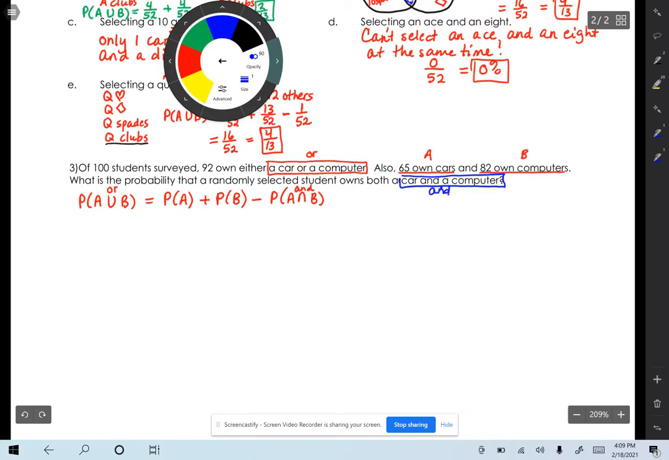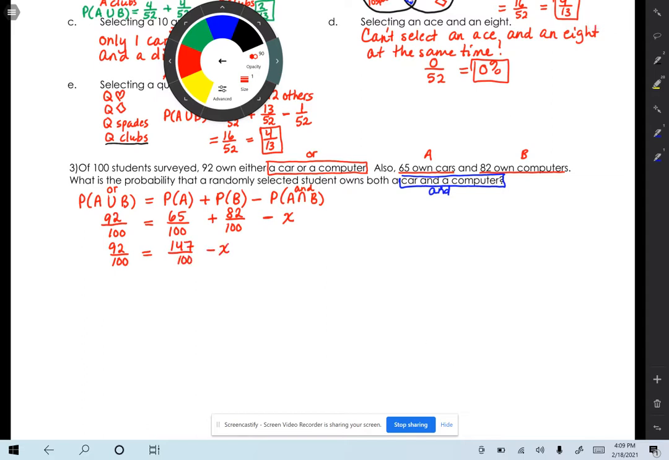So we know the left side of our equation is 92 over 100. Probability is a fraction. And the probability of A is 65 over 100. B is 82 over 100. That's the computers. But we don't know this. We're going to find that. So just call it a variable. And then I'm going to add like terms. So we have 92 over 100 on the left. 65 plus 82 is 147 over 100 minus x.